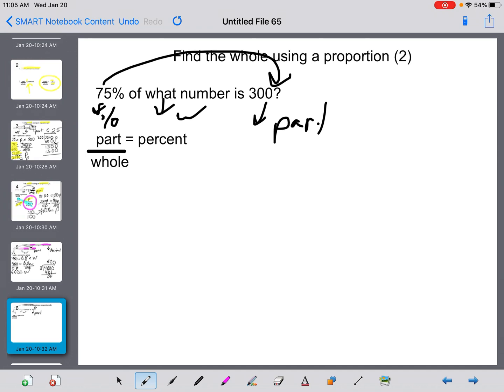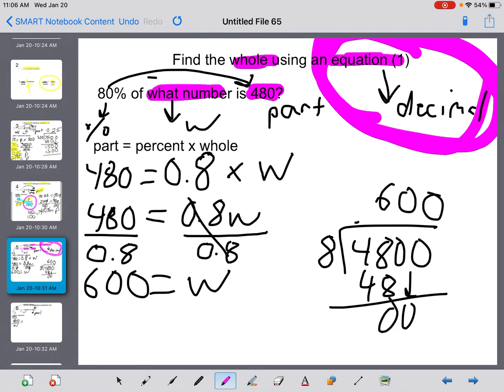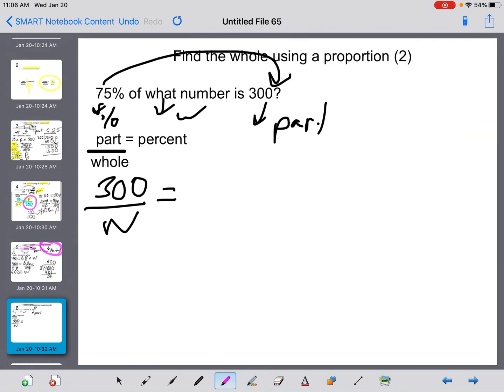So I'm going to plug in what I know. I know that my part is 300. I don't know the whole, so I'm going to leave a W. I do know the percent. Now, before in equations, remember, I said over here, when you're working with an equation, the percent is a decimal. When we're working with a proportion, we're always going to write that percent as a number out of 100. Again, it all means the same thing. It's just setting it up in a different way.